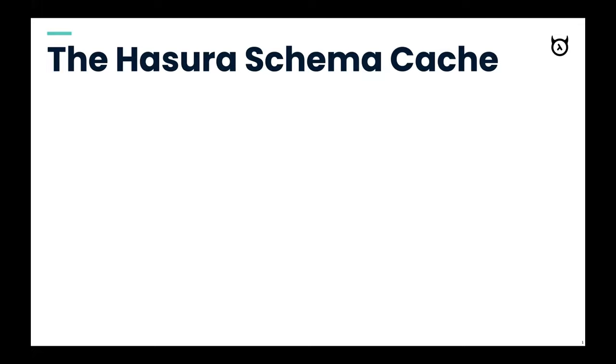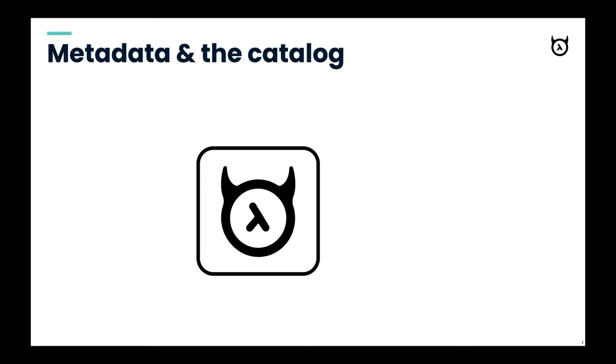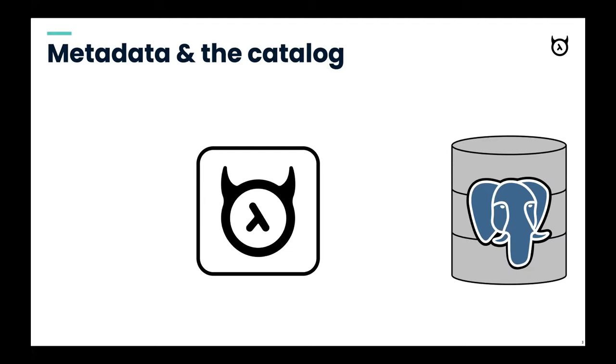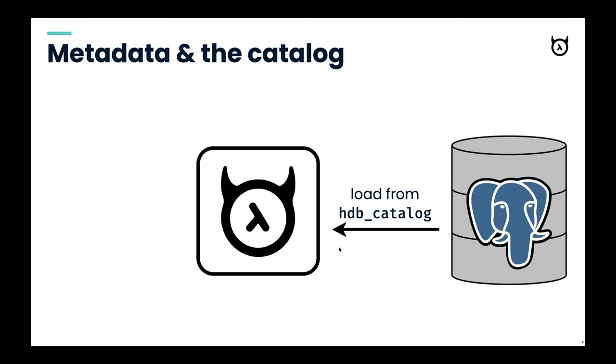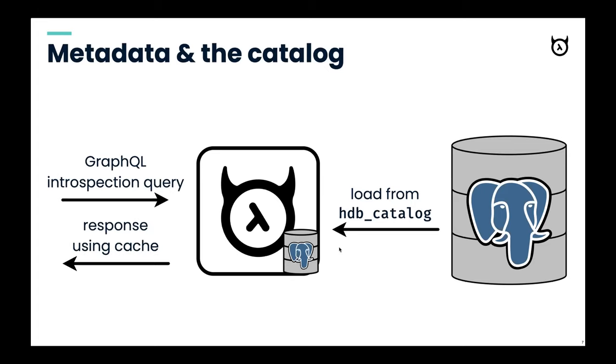So this week, I'm going to talk about something that we internally call the schema cache. The basic idea is if you have a Hasura instance running and a Postgres instance, then when Hasura starts up, it needs to load information from the Hasura catalog schema, which is the Postgres schema that we use to keep track of all of the tracked tables, permissions, relationships, and things like that. And so we load that into an in-memory cache so that we don't have to constantly hit Postgres. So if, for example, someone sends us a GraphQL introspection query, we can just send them back a response using that in-memory cache.